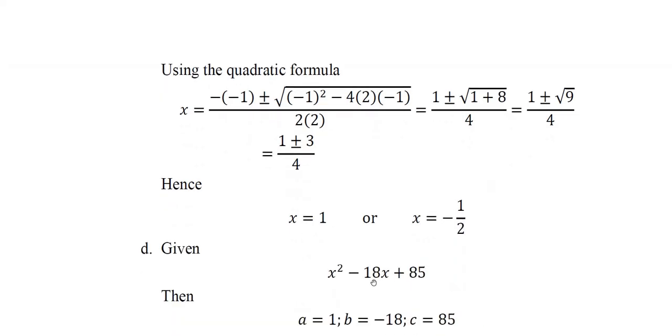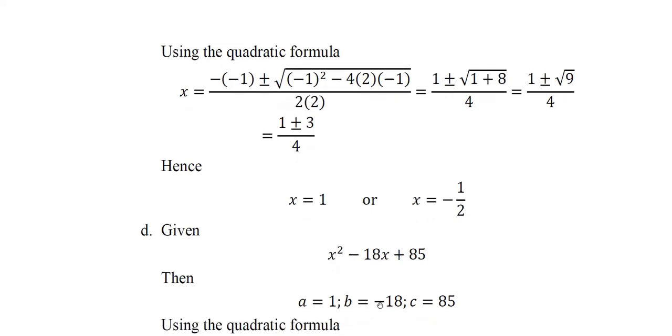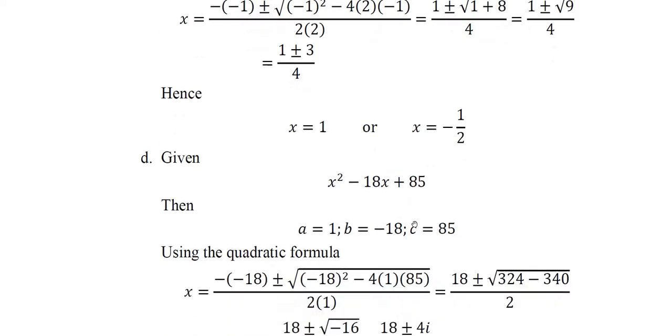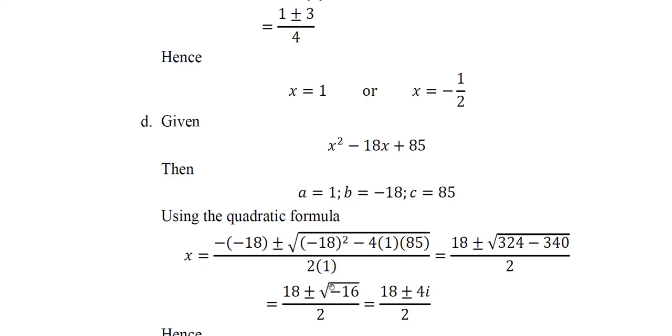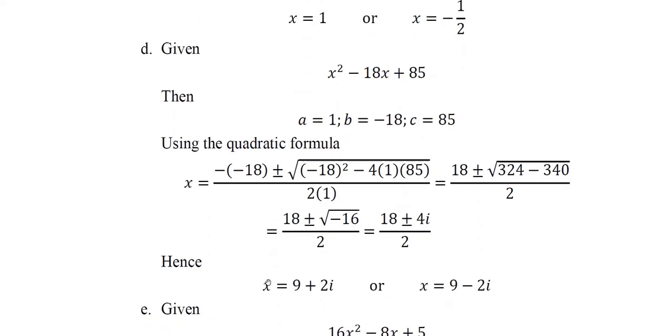To part D. Given x squared minus 18x plus 85, then a is equal to 1, b is equal to negative 18, and c is equal to 85. Using the quadratic formula, I get square root of negative 16. Now, this tells me I will get complex numbers, and these complex numbers are supposed to be complex conjugates of each other, since this number is real, this number is real, and this number is real. Notice we get that x is equal to 9 plus 2i, or x is equal to 9 minus 2i. Notice they are in fact complex conjugates of each other.